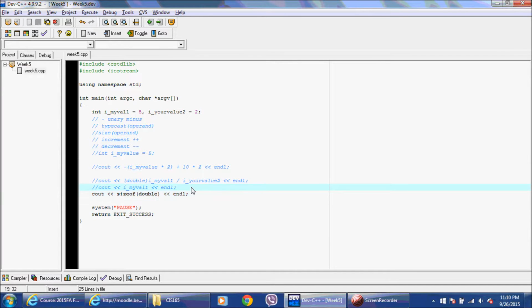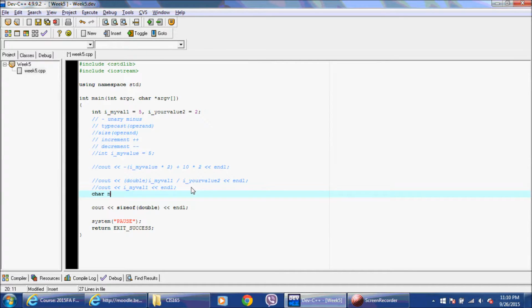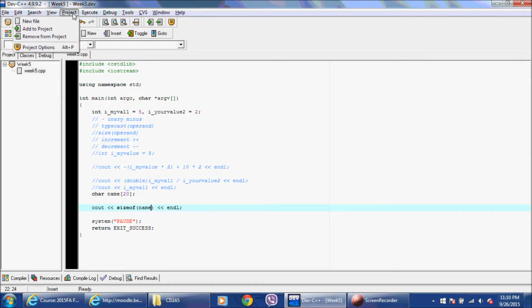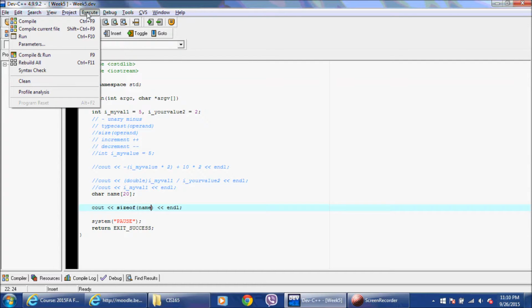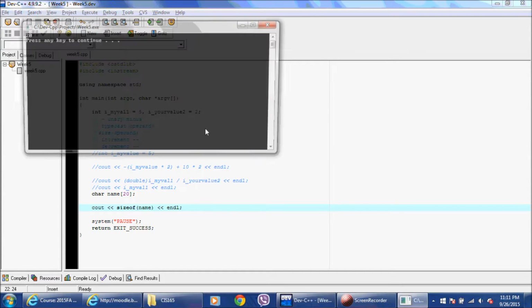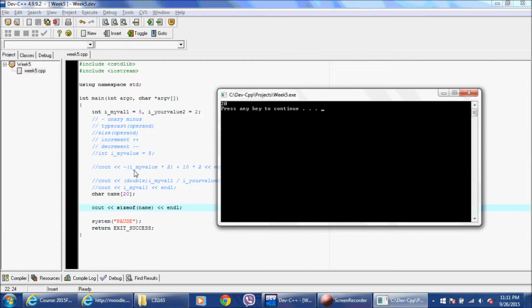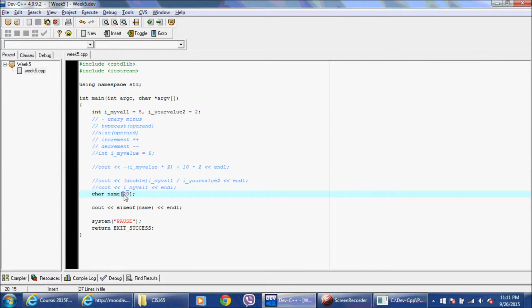Now, what if I declare a character string array called name of 20 bytes? What would that return? Let's see. Take a guess before I compile. 20. That's right, because for my character string array, I allocated 20 bytes to it. Okay? And what sizeof is going to return is whatever I've allocated here, not the built-in one.